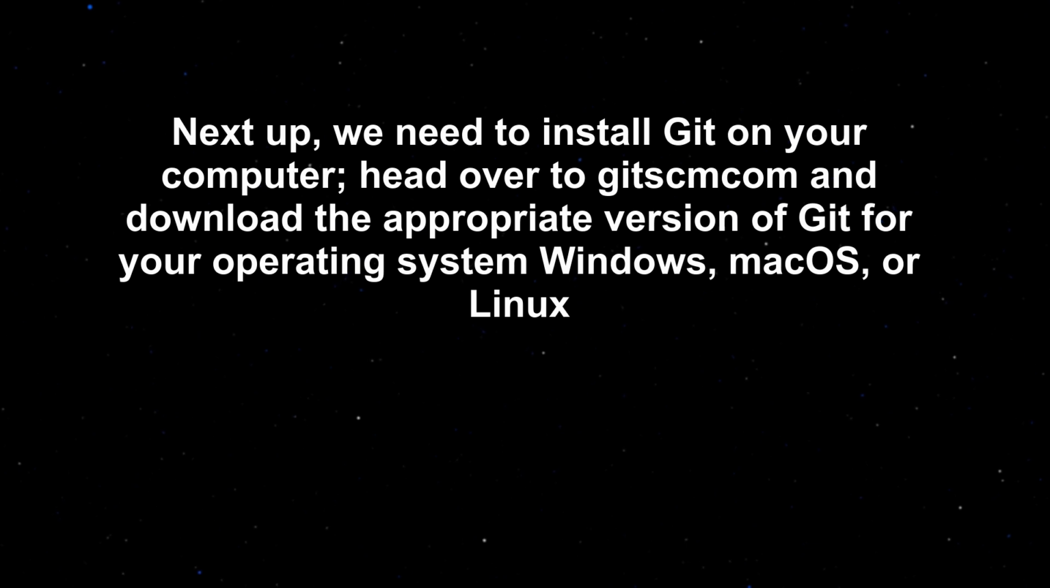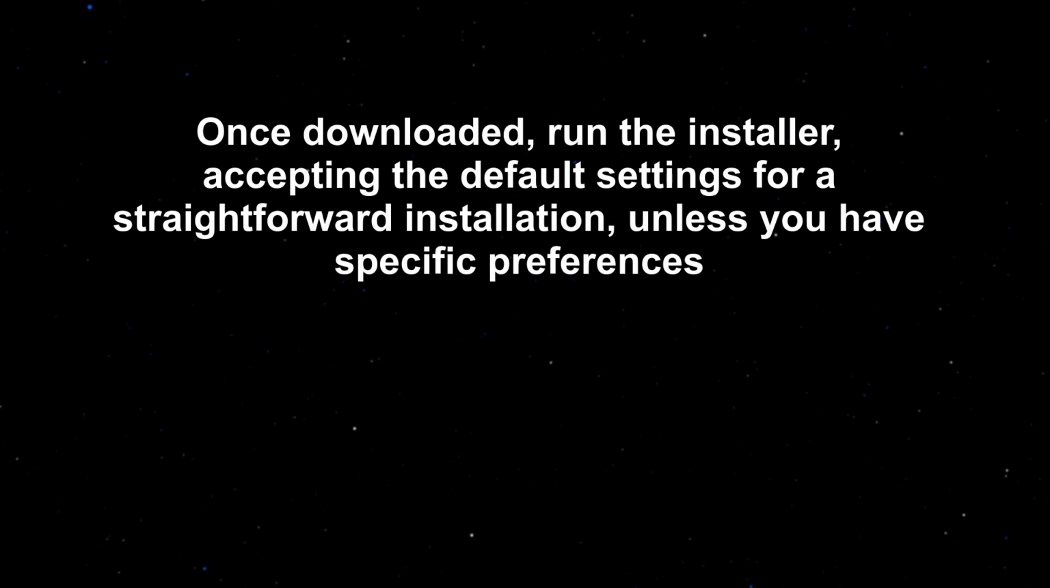Next up, we need to install Git on your computer. Head over to github.com and download the appropriate version of Git for your operating system: Windows, Mac OS, or Linux. Once downloaded, run the installer, accepting the default settings for a straightforward installation, unless you have specific preferences.